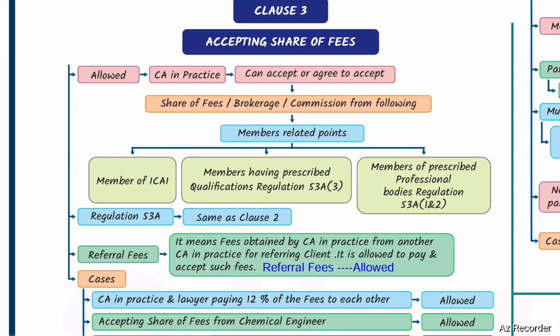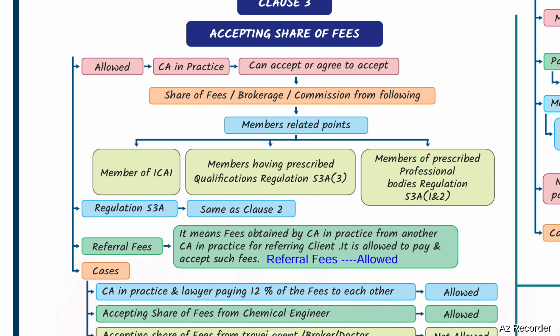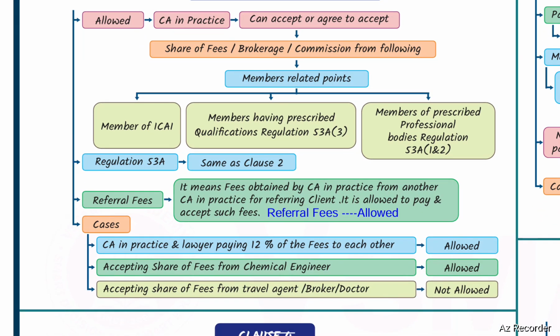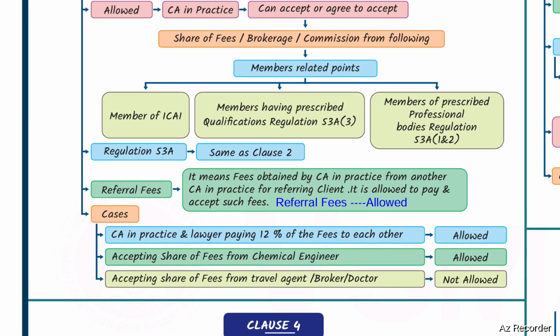Clause number 3, accepting share of fees. Allowed. CA in practice can accept or agree to accept share of fees, brokerage, commission from the following members: members of ICAI, members having prescribed qualification under Regulation 53A, members of prescribed professional bodies under Regulation 53A, clause 1 and 2. First one is 53A clause 3, second one is 53A clause 1 and 2. Regulation 53A, same as clause 2.